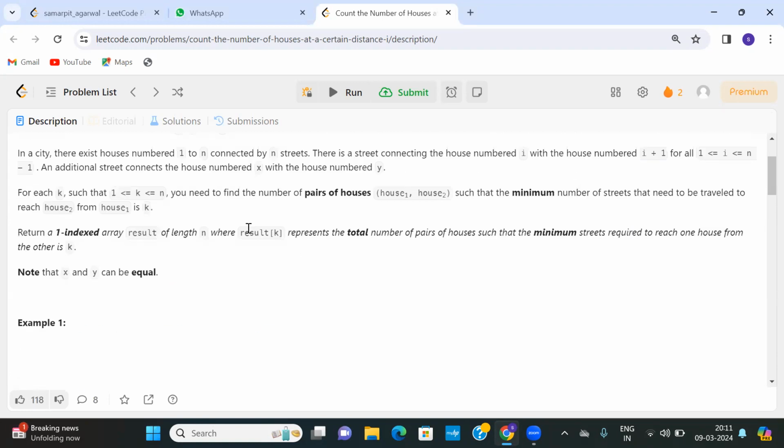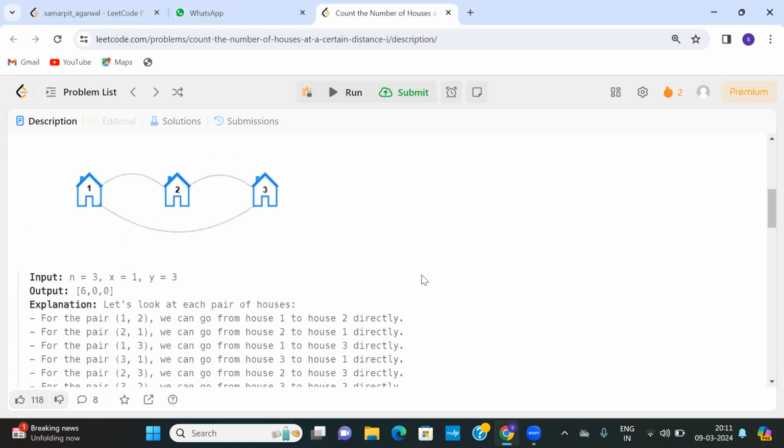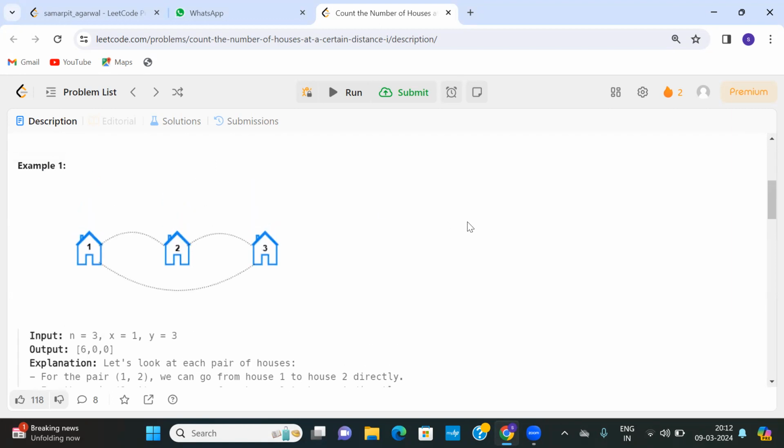Now what we need to find? We need to return a one based index array result where result at the index of k represents the total number of pairs of houses such that the minimum streets required to reach one house from the other is k. Suppose, what all pairs can exist? There can be a pair 1, 2, a pair 2, 1, a pair 1, 3, a pair 3, 1, and a pair 2, 3 and a pair 3, 2. So these six pairs exist in this particular example.